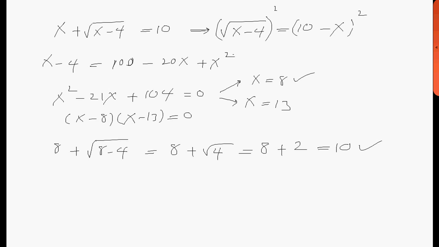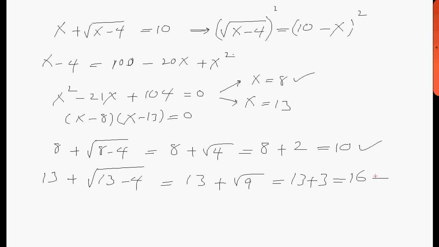Now let's check 13. If I plug in 13 into the original equation, I get 13 plus radical 13 minus 4, that gives me 13 plus radical 9, that is 13 plus 3, which is 16, and 16 is not equal to 10, so this one does not work. This means that this other solution is an extraneous solution and it must be rejected. The only solution to this radical equation is x equals 8.